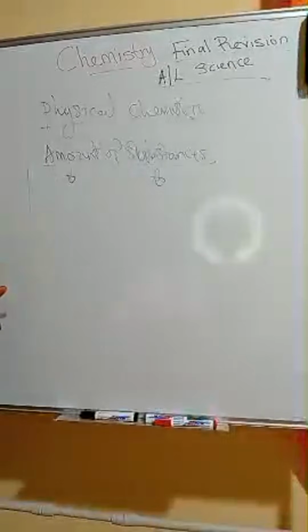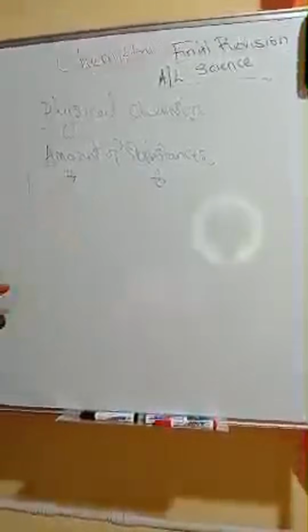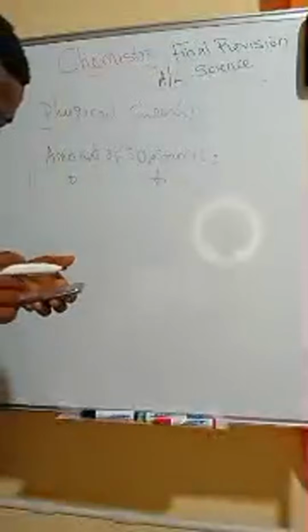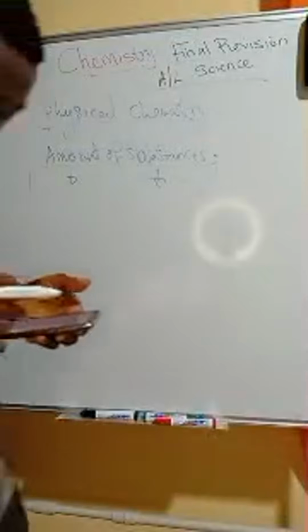For instance, we have amount and we have substance. When we talk of amount, what do we mean? We simply mean how much or the quantity of what is contained. What is a substance? A substance is simply a mixture of several things. Now, we want to define the term amount of a substance according to chemistry.